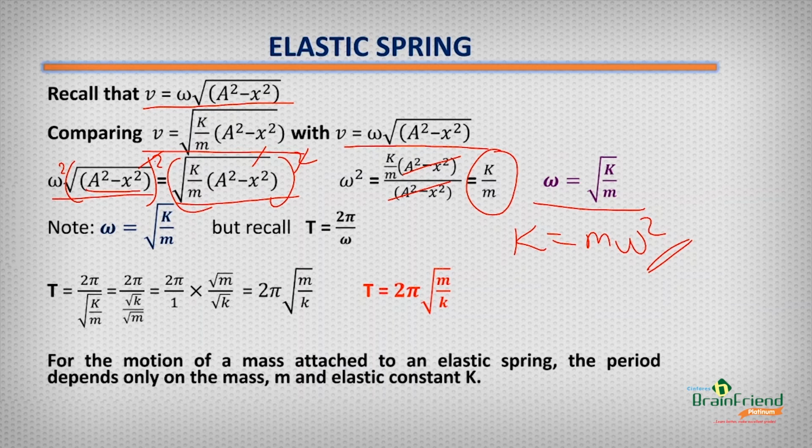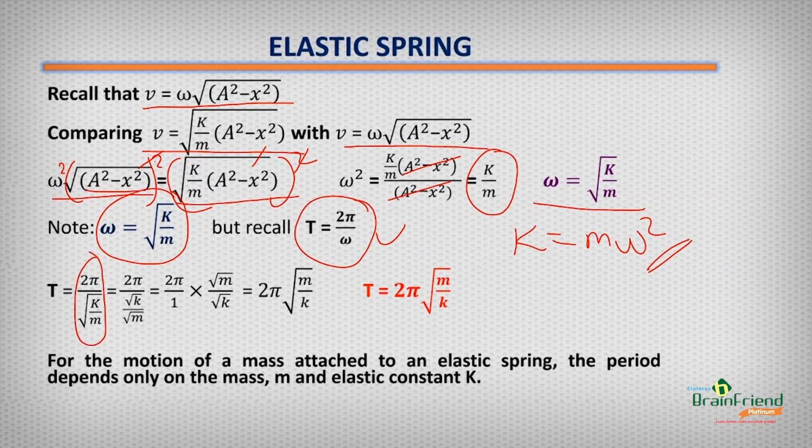So the angular velocity omega for a mass attached to an elastic spring is given as omega equal to square root of k over m. But recall that the period for a simple harmonic motion T is equal to 2 pi over omega. So substituting square root of k over m for omega in this equation, we have T is equal to 2 pi over square root of k over m.